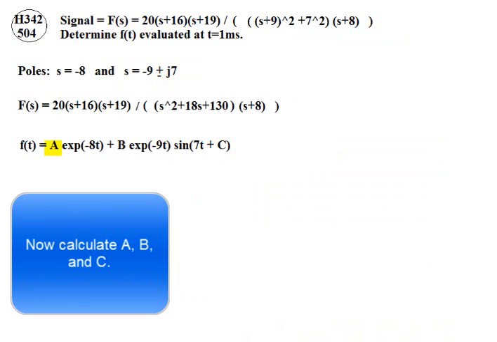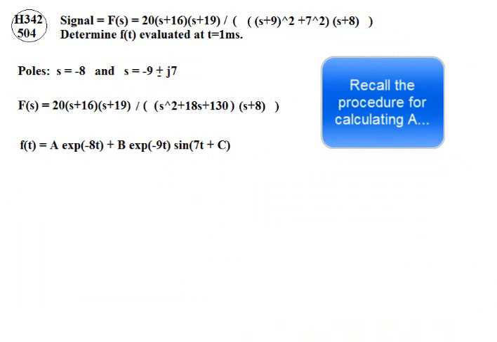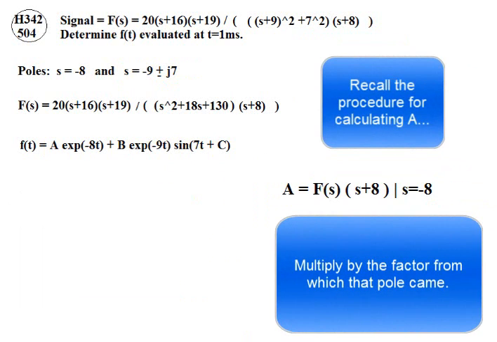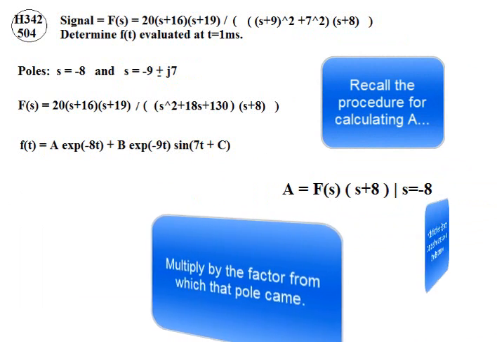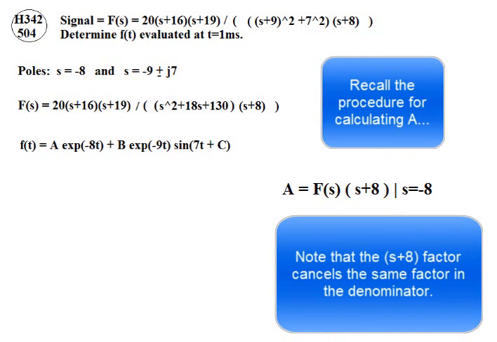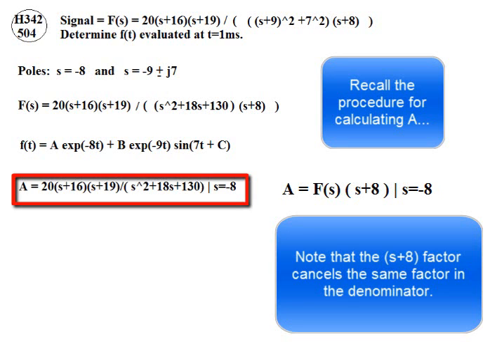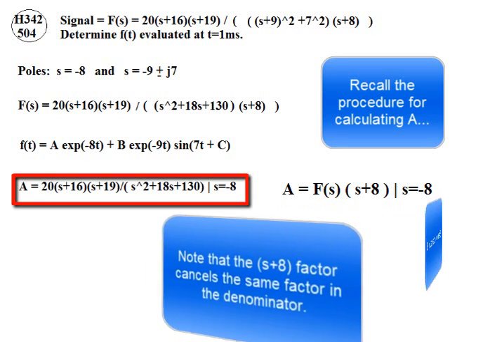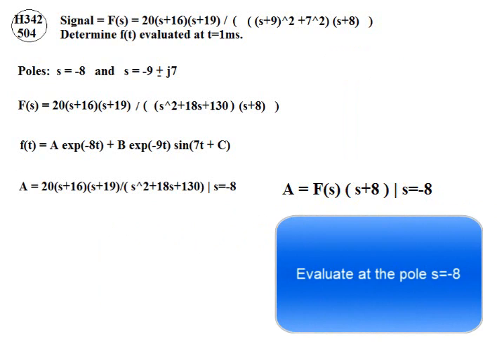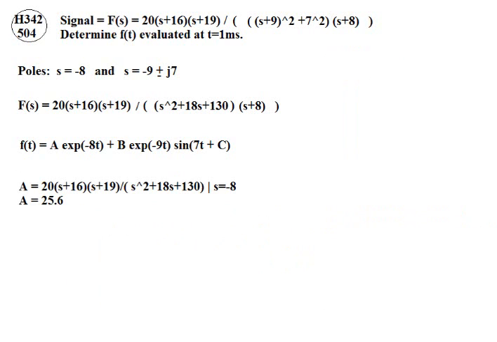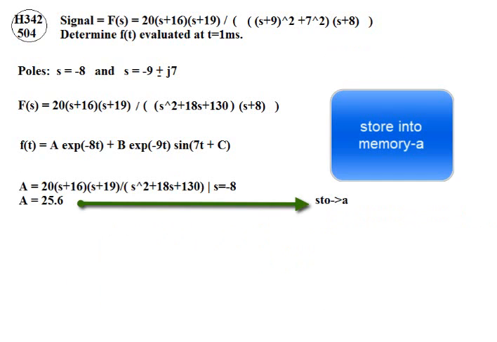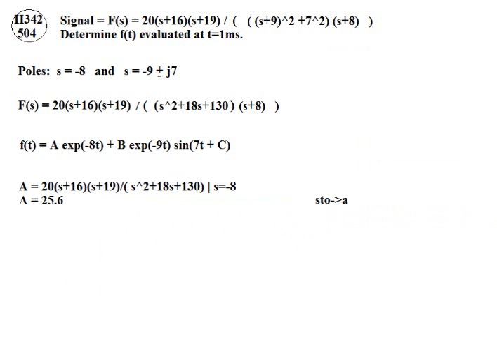Now calculate A, B, and C. Recall the procedure for calculating A. Multiply by the factor from which that pole came. Note that the s plus 8 factor cancels the same factor in the denominator. Evaluate at the pole, and then store that value into memory A.